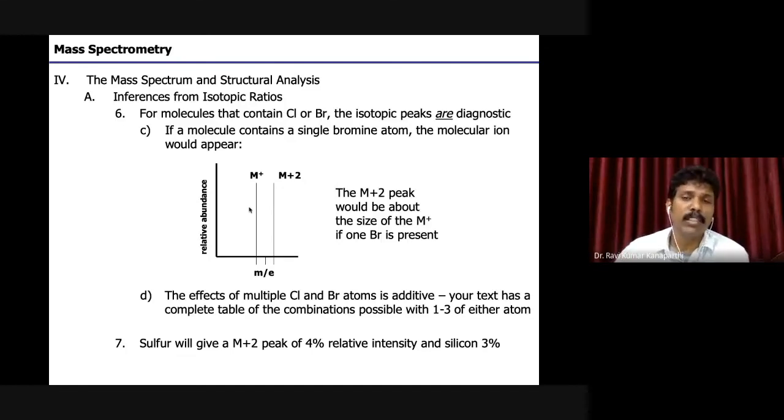And apart from the halides, there are certain other elements, as I discussed in the previous class. Sulfur and silicon can also contribute to the M+2 peaks.